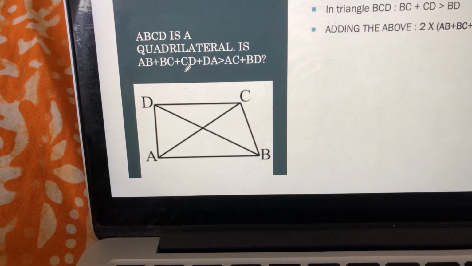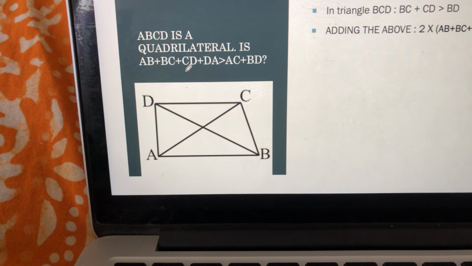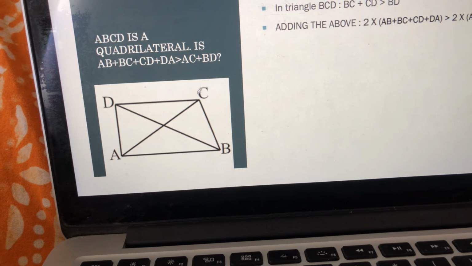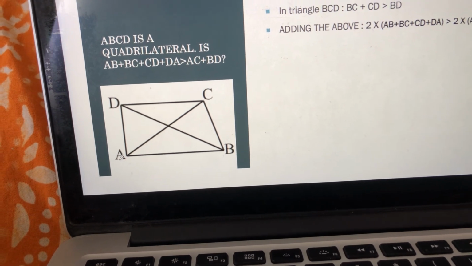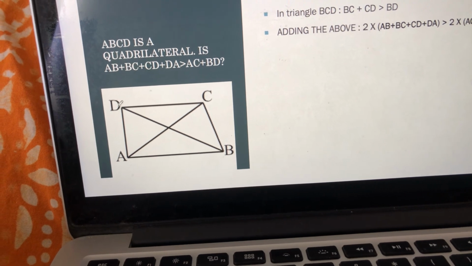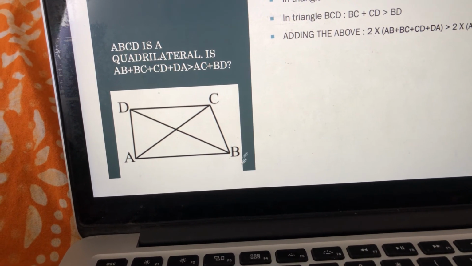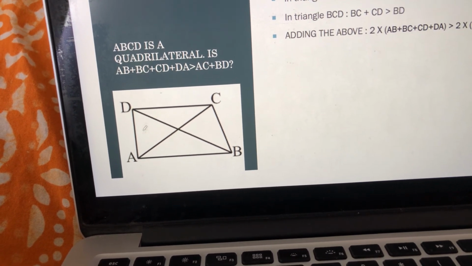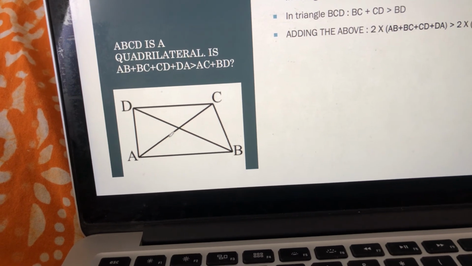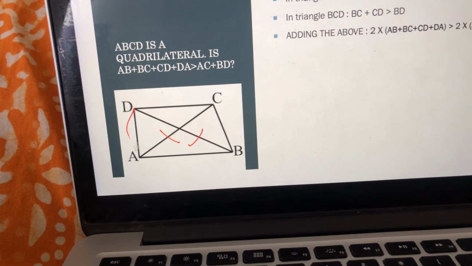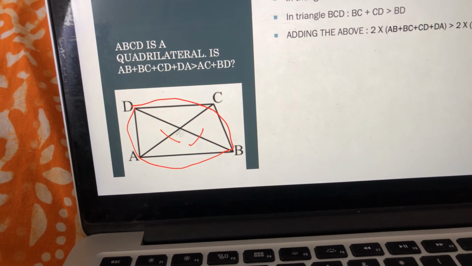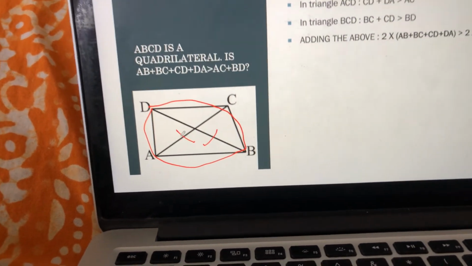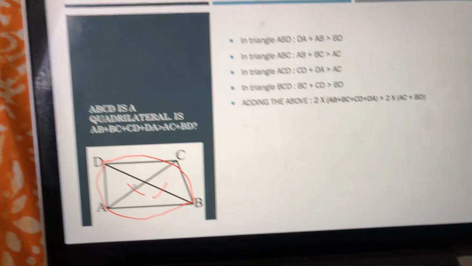Okay, given ABCD is a quadrilateral, we have to check if AB plus BC plus CD plus DA is greater than AC plus BD. So basically the sum of the sides of the quadrilateral must be greater than the line segments AC and BD, which are called the diagonals of the quadrilateral. So these two are nothing but the diagonals. We have to check if the sides added together will be greater than the diagonals added together.